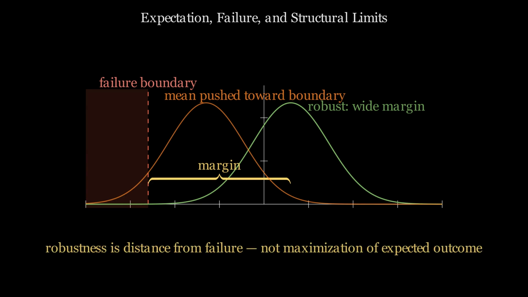Physiological reserve is a structural object. Robustness is distance from organ failure, not maximization of expected clinical outcome.